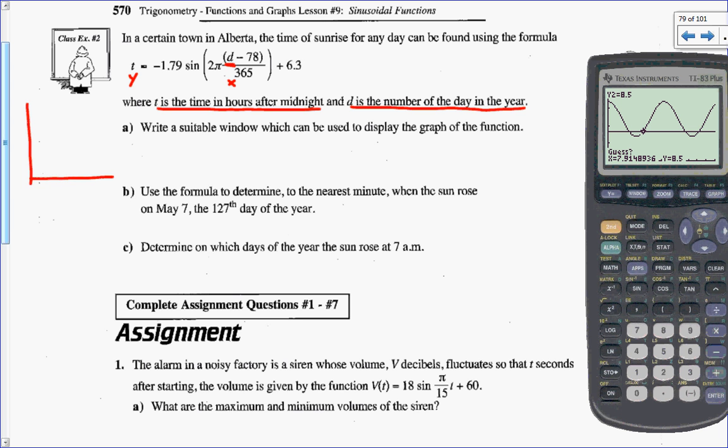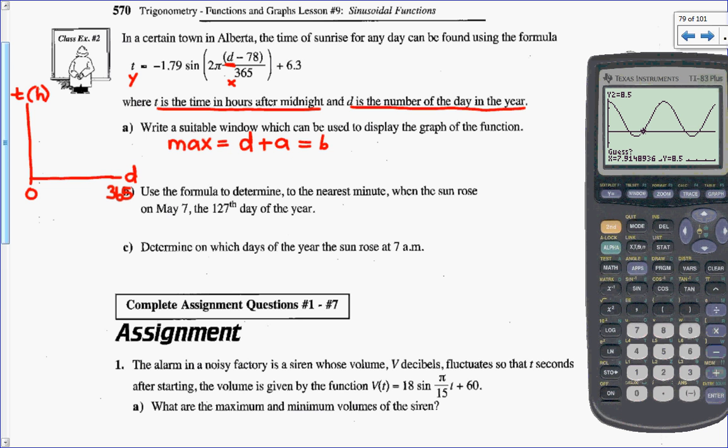So T is in hours, that's your Y-axis, and your X is day of the year. And we need to figure out a suitable window that we can use for displaying this graph. Well, if our D is the days of the year, then we're going to be going from 0 days to 365 days of the year, right? That makes sense. But we don't know what our times will be, because we don't know our maximum and minimum values yet. So let's figure them out. Our maximum value is going to be D plus A.